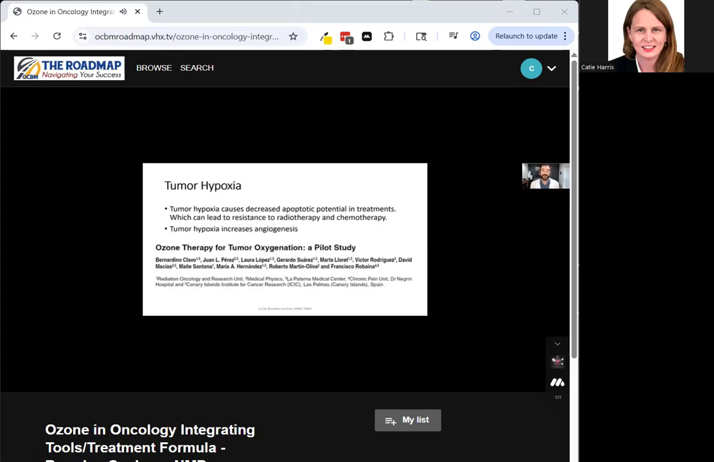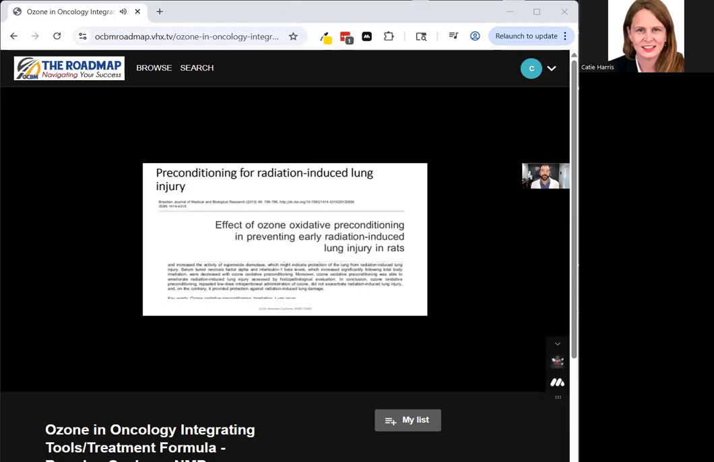We also know that ozone is helpful with tumor hypoxia. Tumor hypoxia causes decreased apoptotic potentials in treatments, which can therefore lead to the resistance that you see in radiotherapy and chemotherapy. Tumor hypoxia also increases the need for angiogenesis. So that's another reason we want to use ozone as one of our key tools in our treatment formulations.